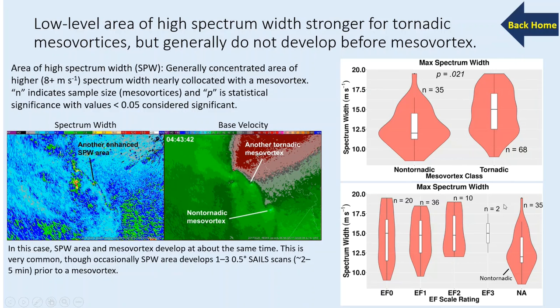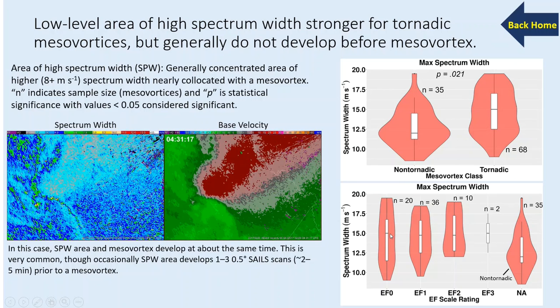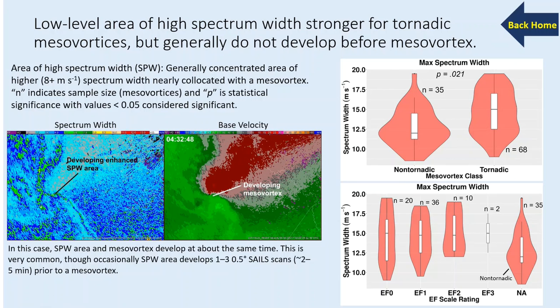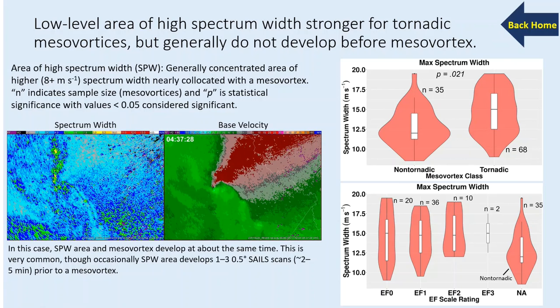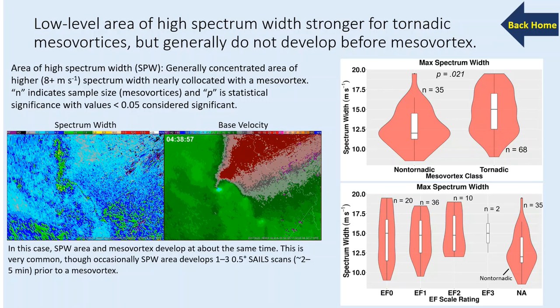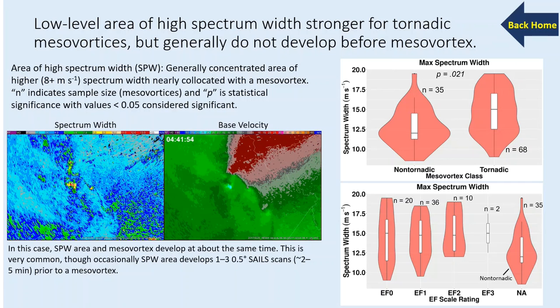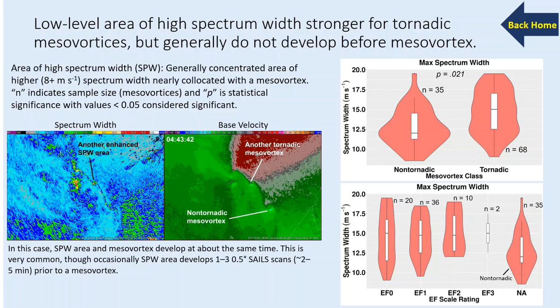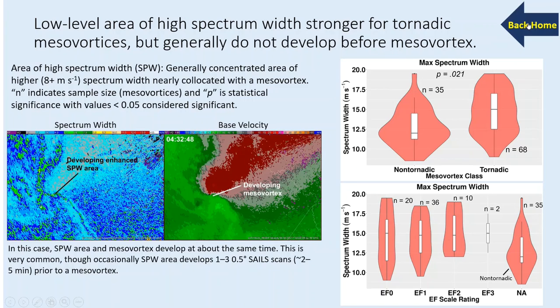One other thing that I thought was interesting was we didn't see differences between the magnitude of the spectrum width within the signature and the EF scale ratings. And that points back to the KDP cores, where there were differences between the EF scale ratings. So I think that just gives a little extra evidence that those KDP cores might be some of the better signatures to use for QLCS events.